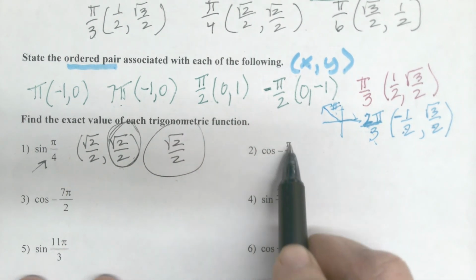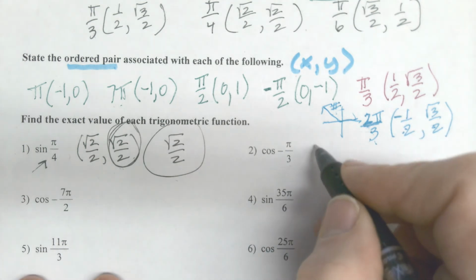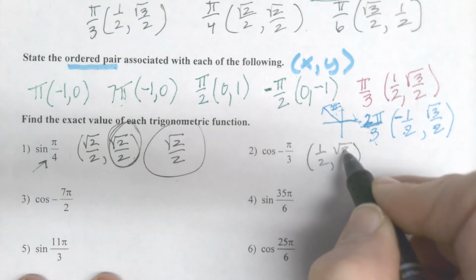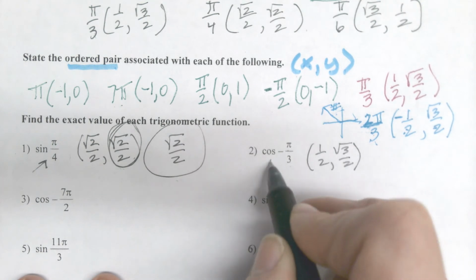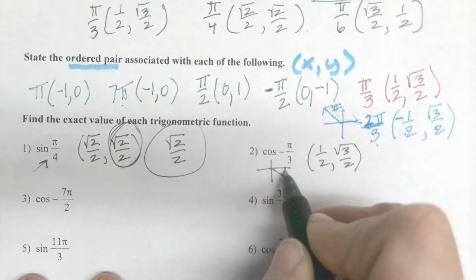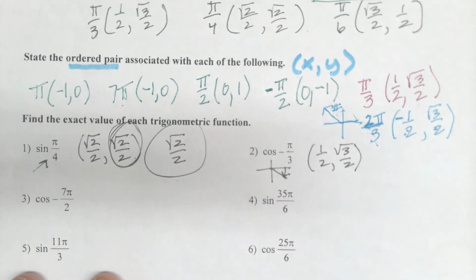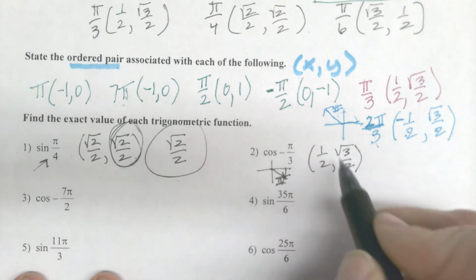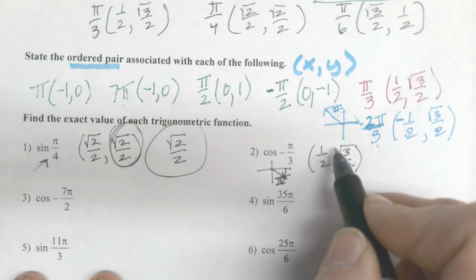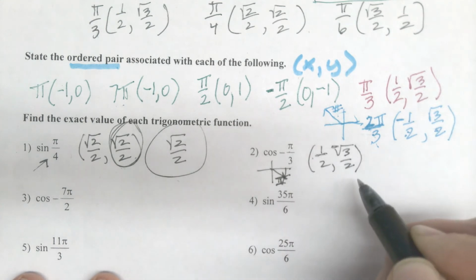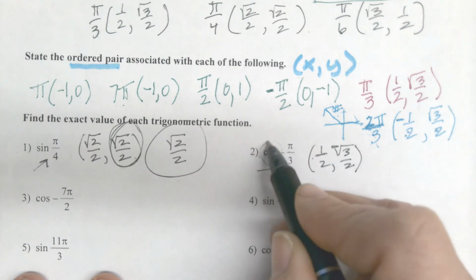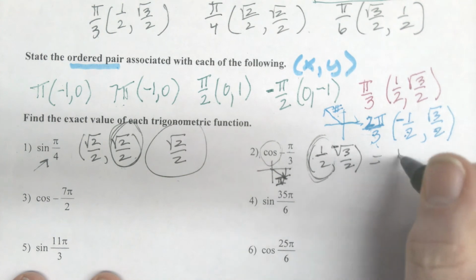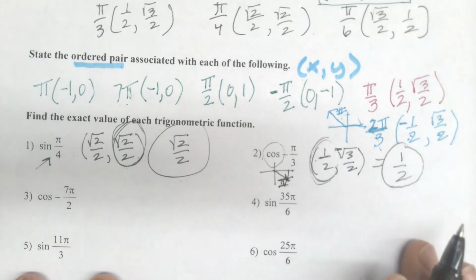The cosine of negative pi over 3. That's the pi over 3 family. That's 1/2, square root of 3 over 2. But negative pi over 3 moves me backwards into the fourth quadrant. So if I'm in the fourth quadrant, that means that the x-coordinate is positive, the y-coordinate is negative. I'm interested in the cosine. Cosine is the first one, so my answer here is 1/2.